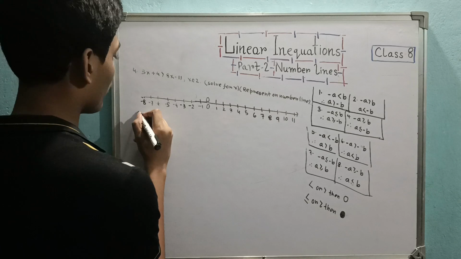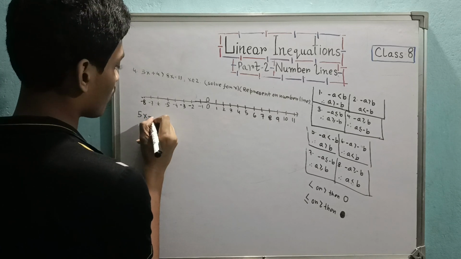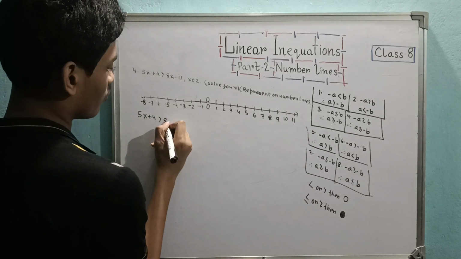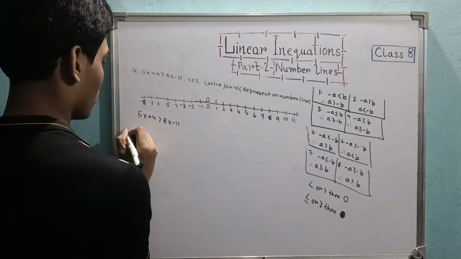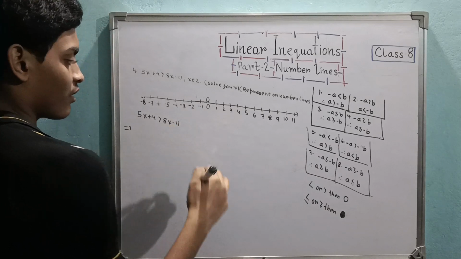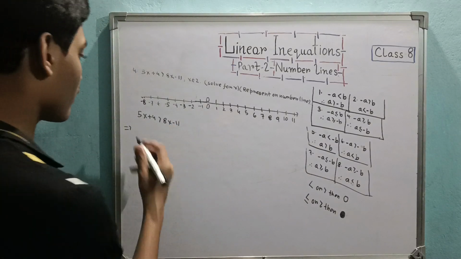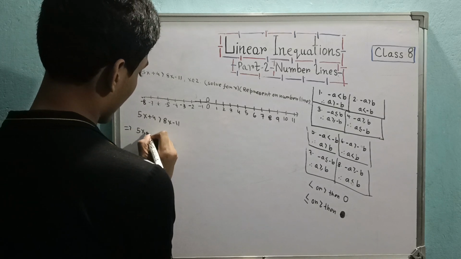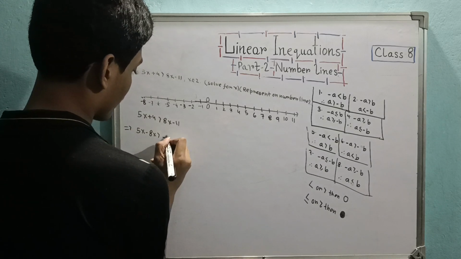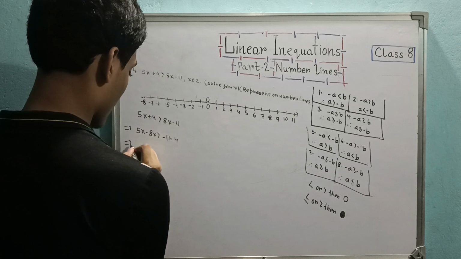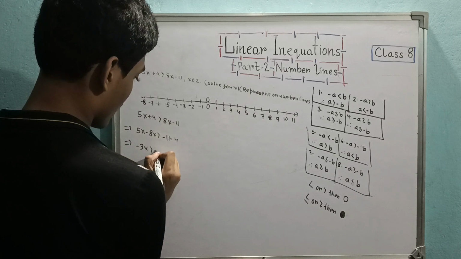So let's see the equation first. First of all, solve the equation. Without it you can't do anything. If I shift the x terms to one side and the constant terms to the other side, 5x minus 8x greater than minus 11 minus 4, or minus 3x greater than minus 15.